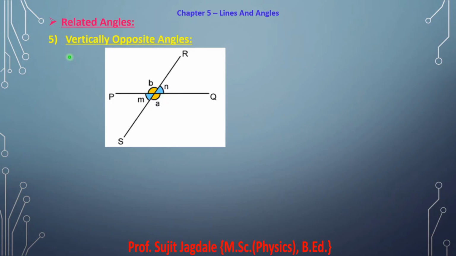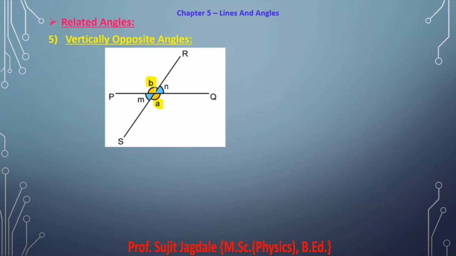Now here 4 angles are obtained: A, B, M, N. These are the 4 angles. Out of these 4 angles, the angles which are present exactly opposite to each other are referred to as vertically opposite angles. So here angle A and angle B are referred to as vertically opposite angles because they are present at opposite sides.